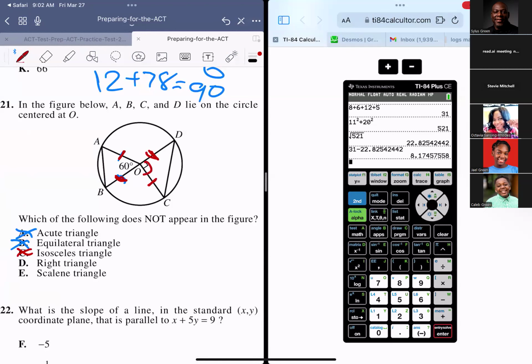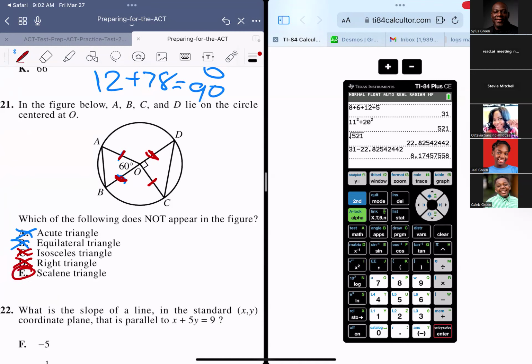You can tell this is literally a right triangle right here. You can cross that out. Acute triangle is where all the angles are acute. That's why I crossed this out, because if this is an equilateral triangle, then you know all the angles are acute. So now you only have one.